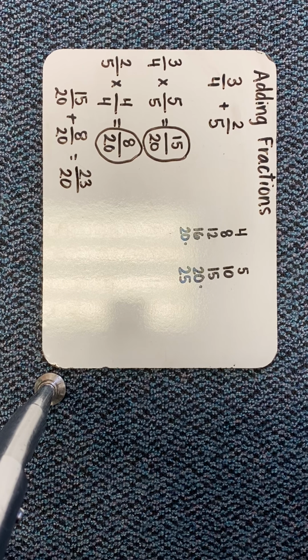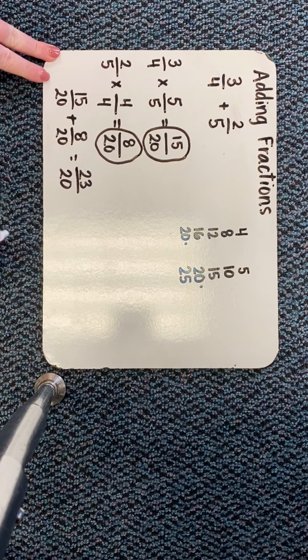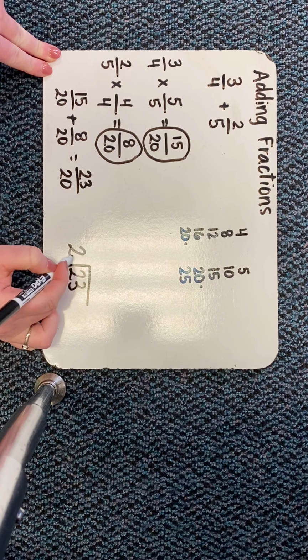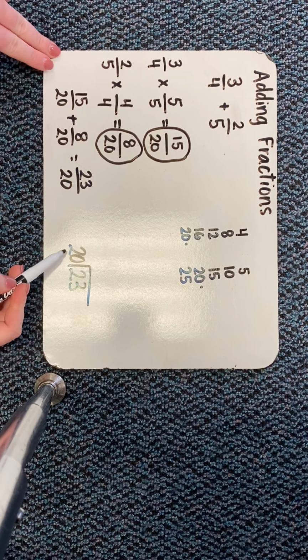Uh-oh, do you see what I see? My numerator is greater than my denominator, which means I have a fraction greater than 1. It's called an improper fraction. I need to do 23 divided by 20 so I can get a proper fraction.